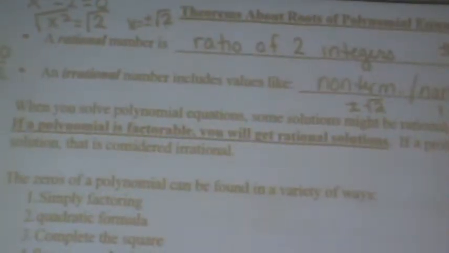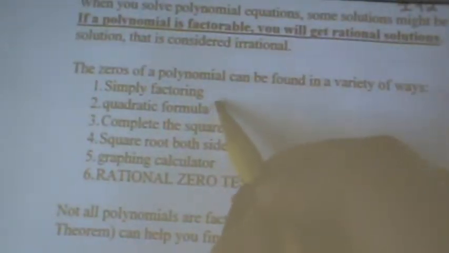So now, when you go to solve these polynomials, there's several ways to find the zeros. The most common way that we know very well is by simply factoring it. We can take the difference of two perfect squares, a perfect square trinomial. But if it's not factorable, we have to whip out one of these three: the quadratic formula, or complete the square, or take the square root of both sides. We could use a graphing calculator, but we're not going to. But that is a possibility.